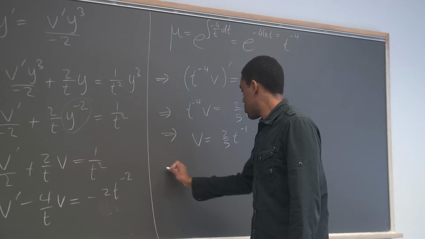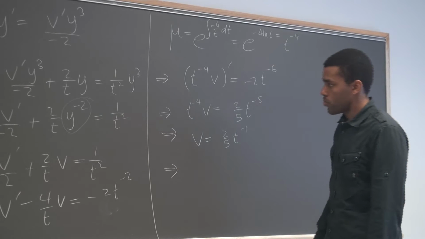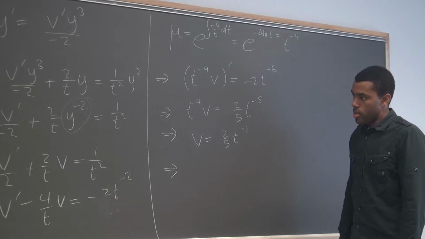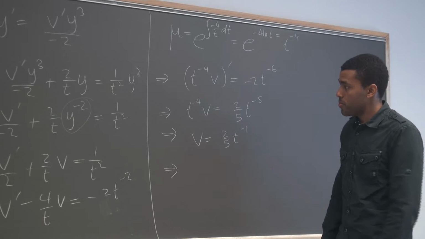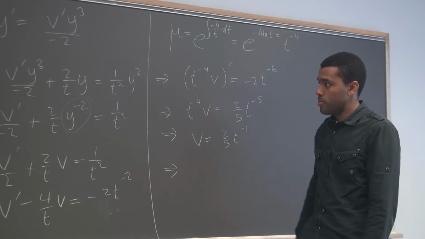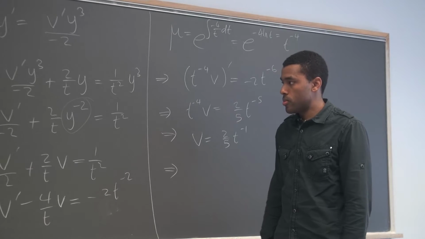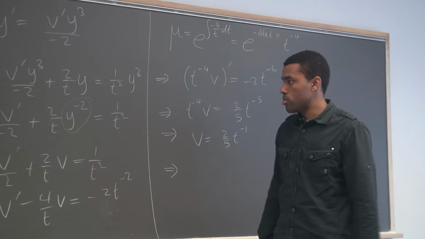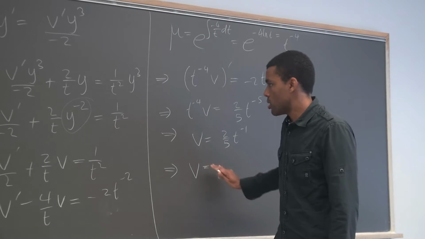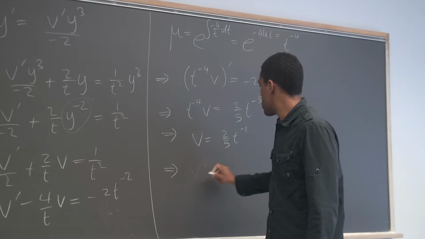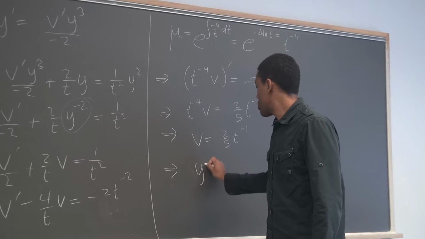And so I solve that for v. So how do I get to y? Replace. Right, v is just y to the minus 2. Over t squared.